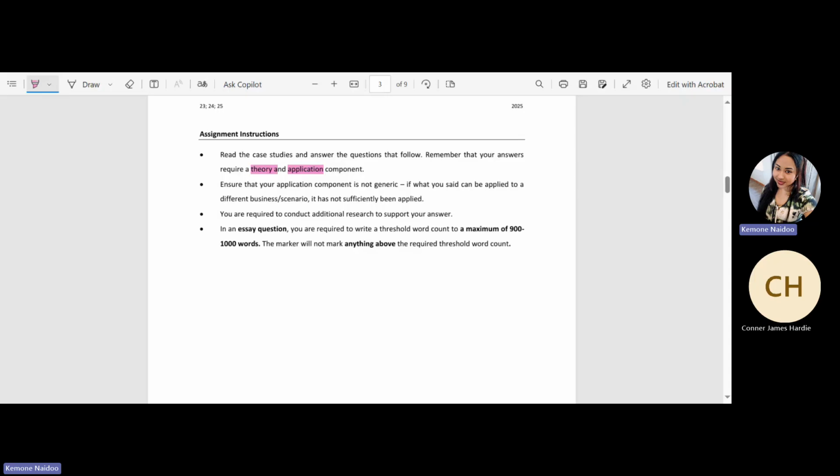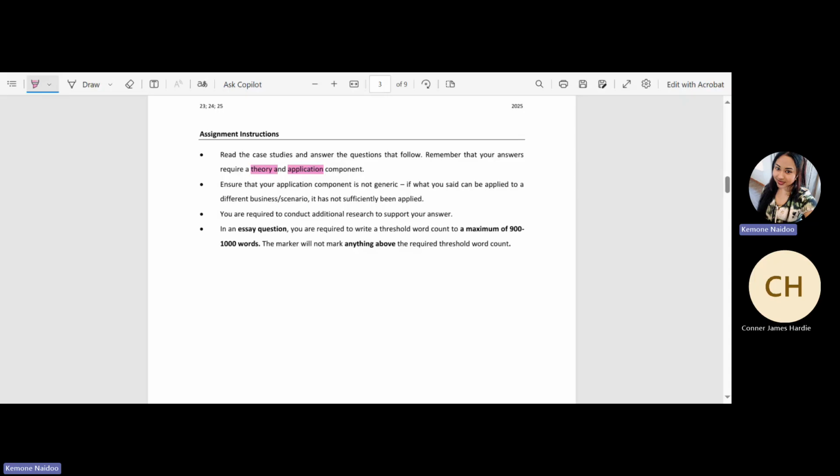Now, when it comes to application, you have to be careful that it's not very generic. So you don't want your application to be, yeah, Lindt's operational managers will overlook the transformation process. That's very generic. The only thing that you're specifying is Lindt. Okay. So you want to be specific. You want to say, what is Lindt's operational manager doing? What are they overlooking? What specifically are they overlooking?